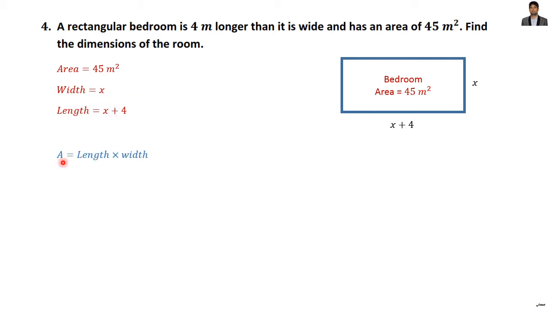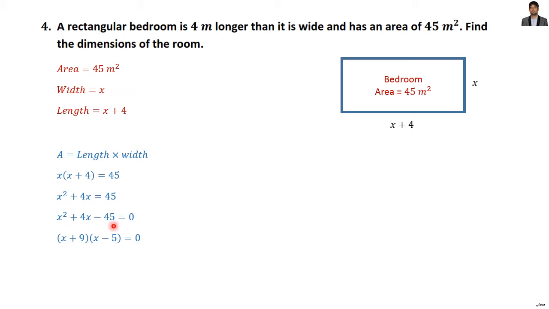Area of rectangle is equal to length times width. We put these values in this formula and we'll get x times x plus 4 is equal to 45. x times x, x square, x times 4, 4x is equal to 45. Move 45 to the left side, we'll get minus 45. Solve this equation using factorization method.